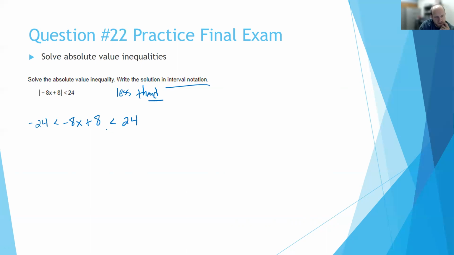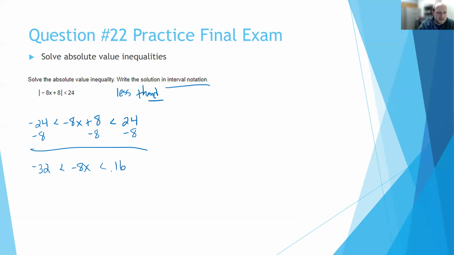And then we solve this from basically the inside out. You're covering up one of these sides and asking what would I do if it was just negative 8x plus 8 is less than 24? Well, you would subtract 8 from both sides. But you also have to remember to subtract 8 over here. So negative 24 minus 8 is negative 32, is less than negative 8x. This goes away, 8 minus 8 is 0.